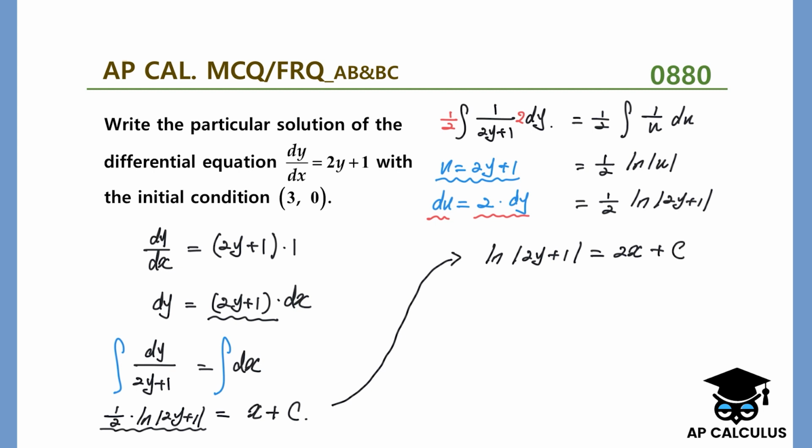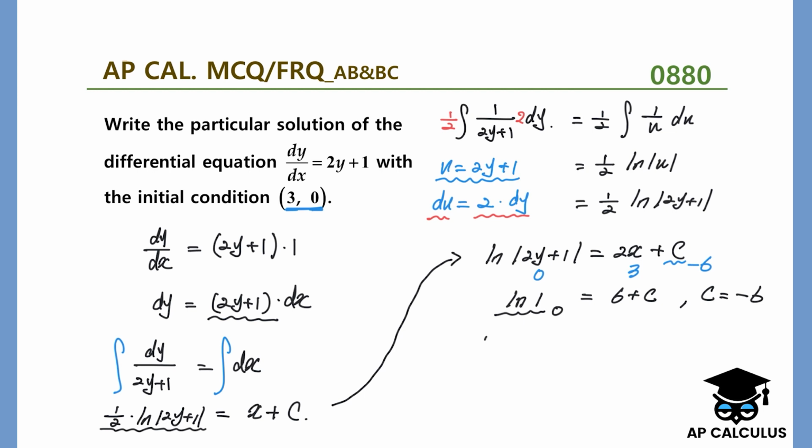Now, we're going to have to find the value of c by substituting 3 for x and 0 for y, since the graph of y passes through this point right here. So when x is 3, y is equal to 0, right? So natural log of 1 is equal to 6 plus c. Natural log of 1 is equal to 0, right? So c is equal to -6, right? So this value is -6.